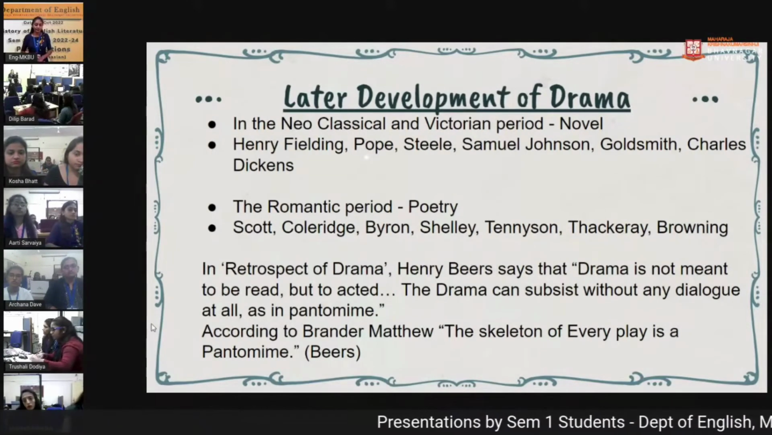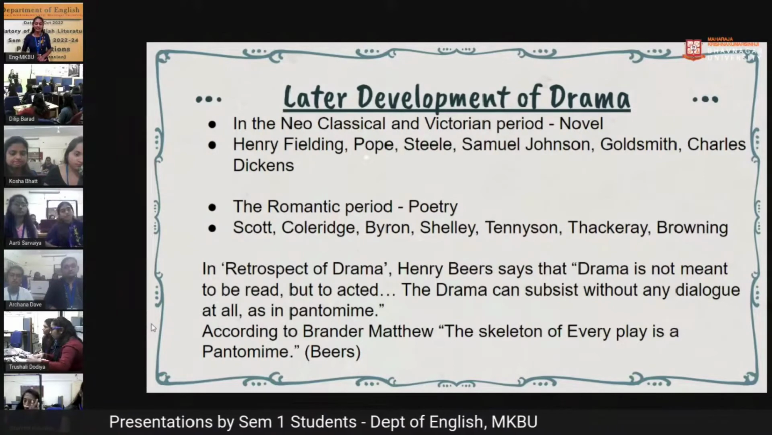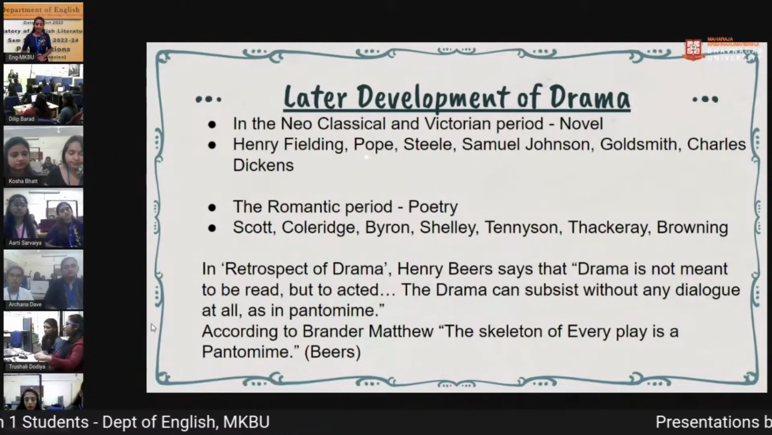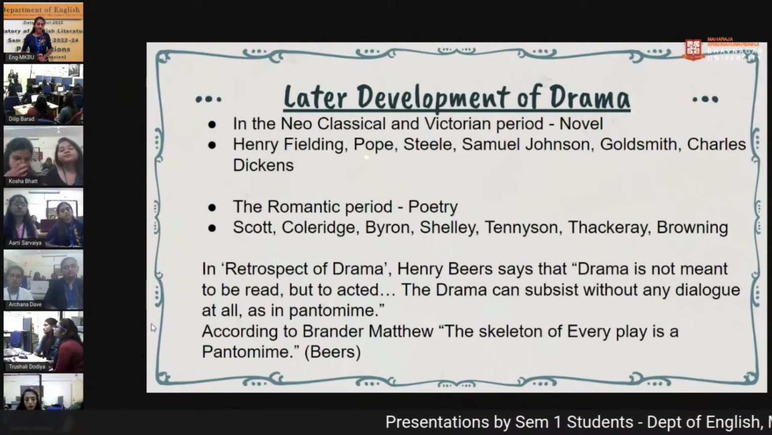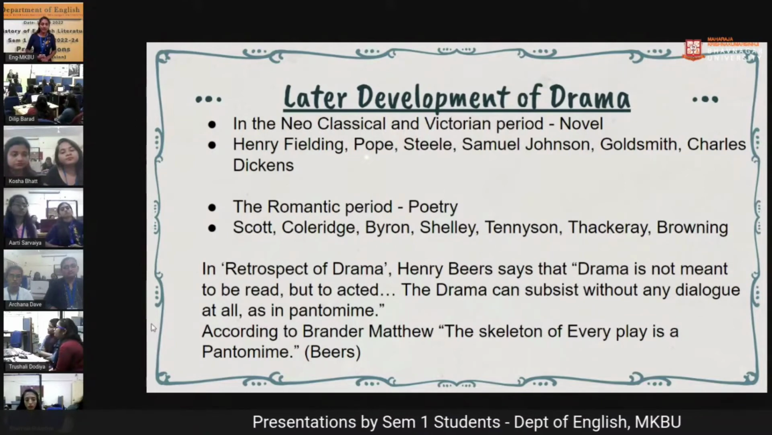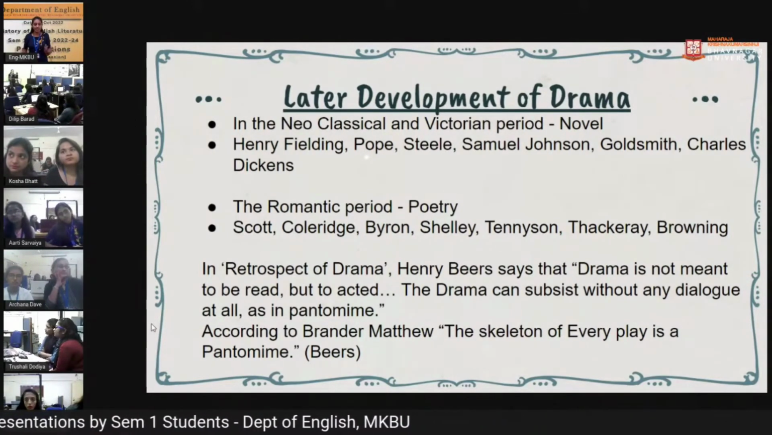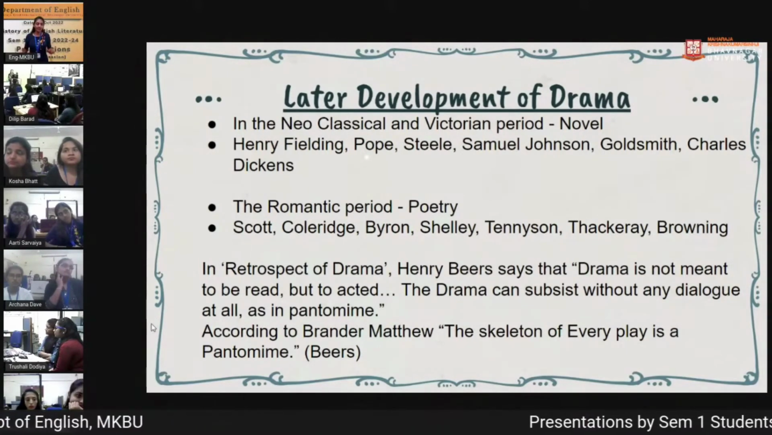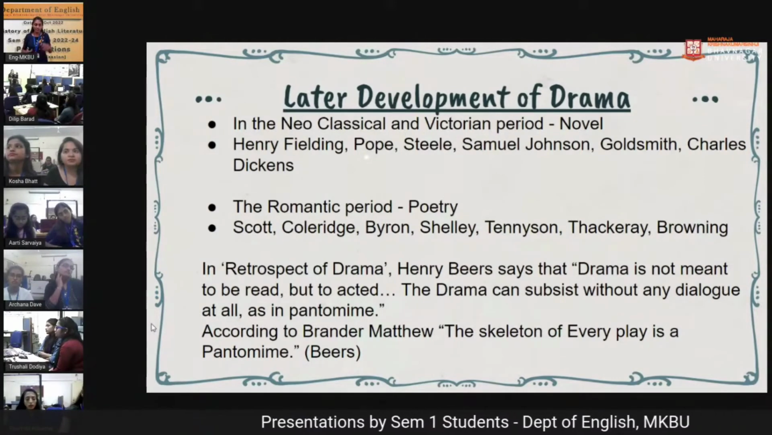In the retrospect of drama, Henry Beers says that drama is not meant to be read but to be acted. Drama can subsist without any dialogue at all, as in pantomime. Pantomime, we all know, is where gesture is used. There are no dialogues at all in that. Everything is performed by gestures only and body movements.